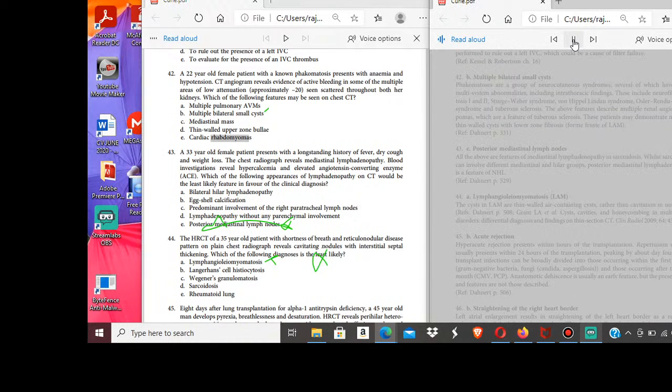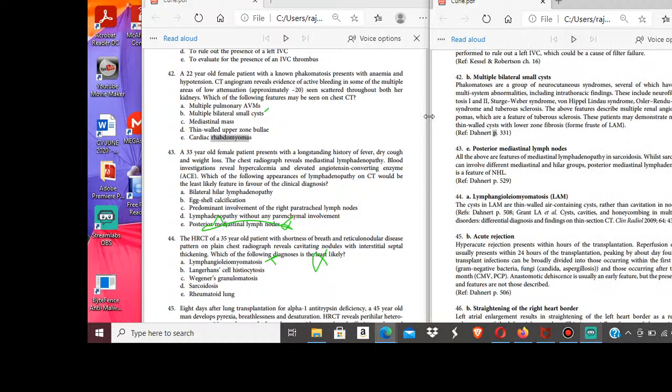Performed to rule out a left IVC, which could be a cause of filter failure. Ref. Kessel and Robertson ch. 16. 42. B. Multiple bilateral small cysts. Phacomatoses are a group of neurocutaneous syndromes, several of which have other multisystem abnormalities, including intrathoracic findings. These include neurofibromatosis 1 and 2, Sturge-Weber syndrome, von Hippel-Lindau syndrome, Osler-Rendu-Weber syndrome, and tuberous sclerosis. The above features describe multiple renal angiomyolipomas, which are a feature of tuberous sclerosis. These patients may demonstrate multiple thin-walled cysts with lower zone fibrosis, forme fruste of LAM. Ref. Dähnert p.